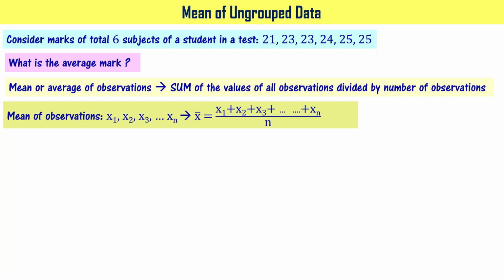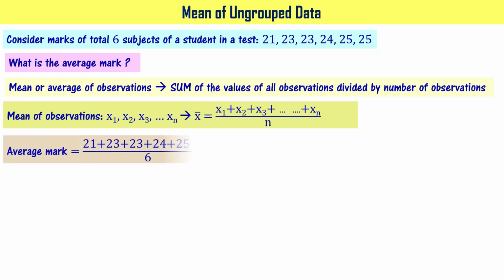Using this formula, now we can find the average mark of the student. Average mark can be written now as 21 plus 23 plus 23 plus 24 plus 25 plus 25 divided by 6, right? When you simplify it, you get it as 141 divided by 6, that is equal to 23.5. It means the average mark of the student is 23.5, right?